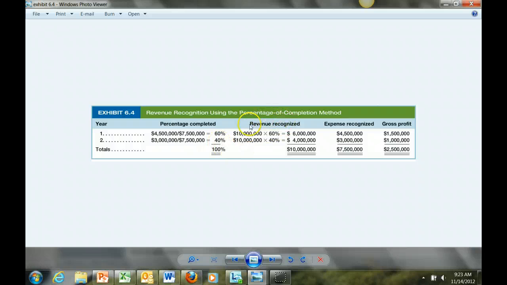So therefore, we recognize 60% of the revenue in year one, and we recognize the associated expense, and so $6,000 less $4.5 million is a gross profit of $1.5 million. We do likewise for year two. And notice when we add these values up, we have the sums that represent the revenue and associated expense for the project, and the difference is returned to the firm in gross profit.